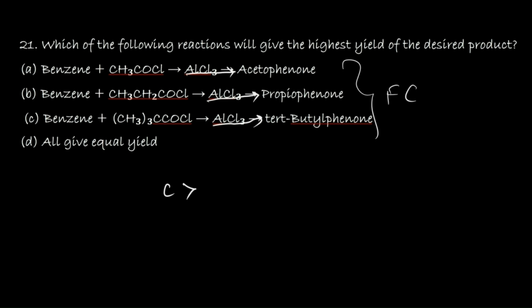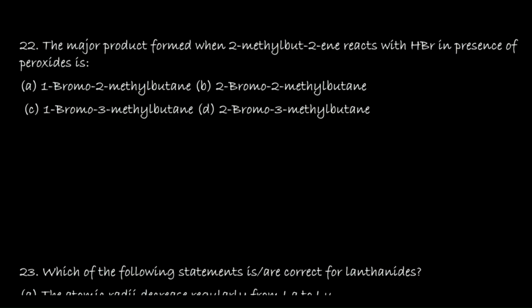C will experience more steric hindrance, and then comes B, and then comes A, right? So Friedel-Crafts acylation efficiency will decrease as bulky groups increase, correct? Which makes option A your right answer. Very simple question, but you have to understand what they are asking.